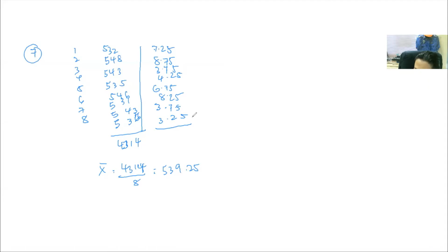Then question number 2 is the average of deviation. So we have to add all of these and you get 46, and then divide by 8, since we have 8 measurements. So the average deviation is 46 divided by 8, and the answer will be 5.75.